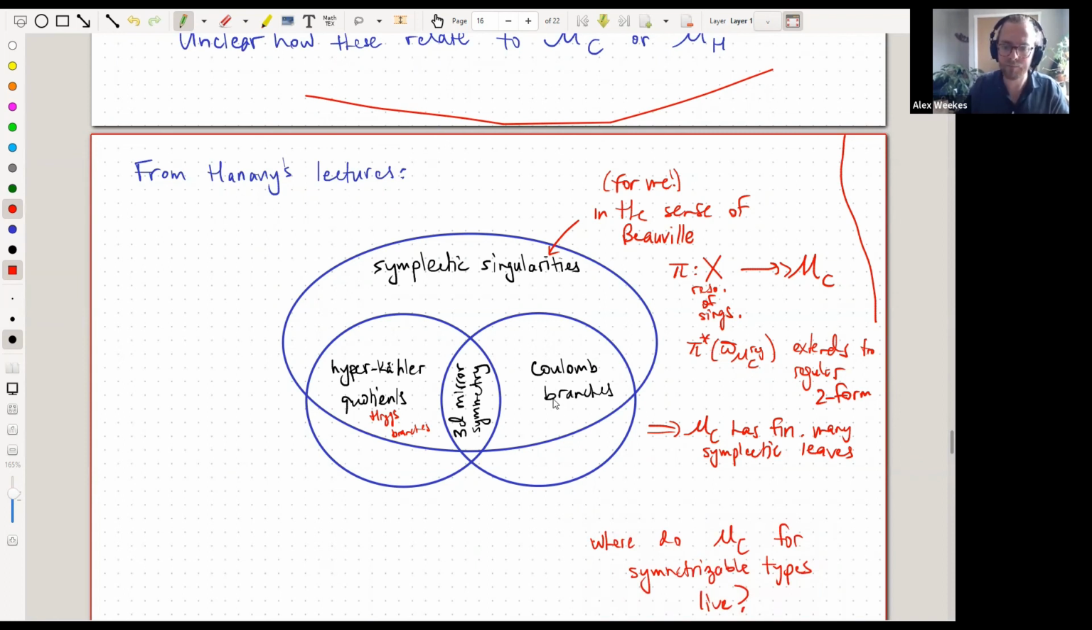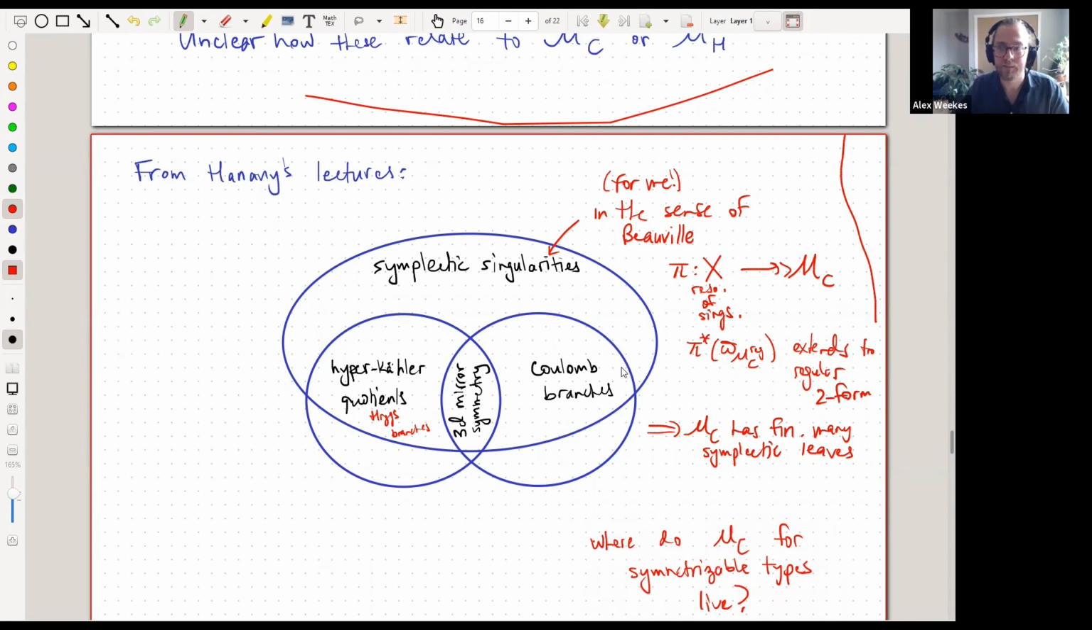So in fact, for ordinary quivers, you can prove that they have symplectic singularities, the Coulomb branch for usual quiver gauge theory. This is something I was able to prove, but I don't know how to prove it for symmetrizable types.